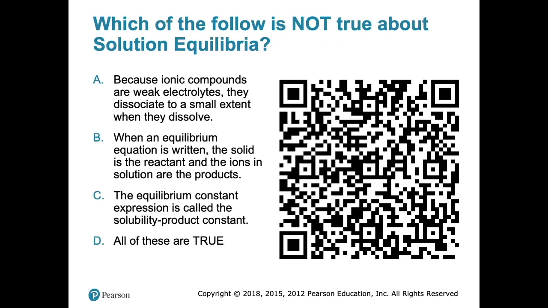So, which of the following is not true about solution equilibria? Because ionic compounds are weak electrolytes, they dissociate to a small extent when they dissolve. When the equilibrium equation is written, the solid is the reactant and the ions of the solution are the products. The equilibrium constant expression is called the solubility product constant, or all these are true.